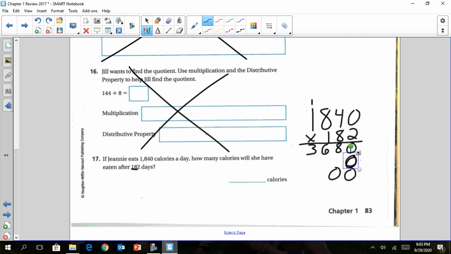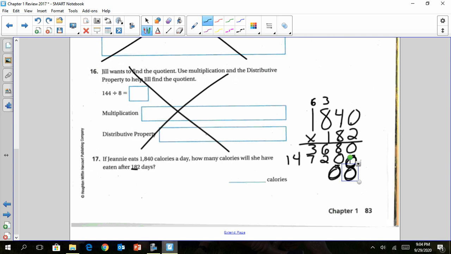And then we move over to the 8. We're going to take 8 times this 0 and get 0. 8 times 4 is 32. Carry my 3. 8 times 8 is 64. Plus 3 is 67. We're going to go ahead and carry our 6. 8 times 1 is 8. Plus 6 is 14. We then drop our 2 zeros down into the next row.